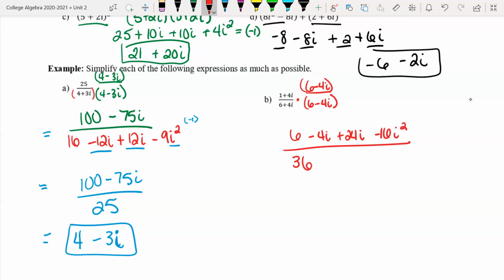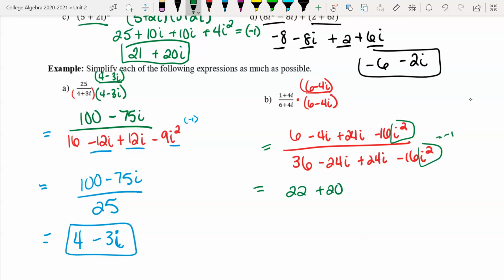But whenever you FOIL, you end up getting this on top and bottom. So then I would simplify. Do not forget i squared is negative 1. So this becomes 6 plus 16 on top, which would be 22, plus 20i, because I would add these two. On bottom, your i's are going to cancel, so then I have 36 plus 16, which should be 52. And you just simplify. I can divide them all by 2, so I get 11 plus 20i over 26.